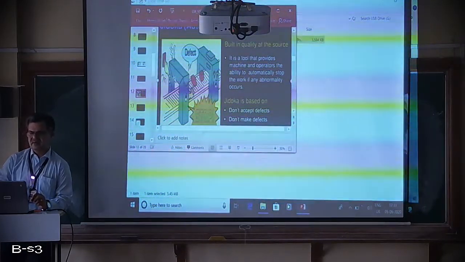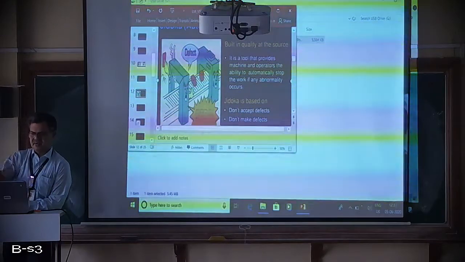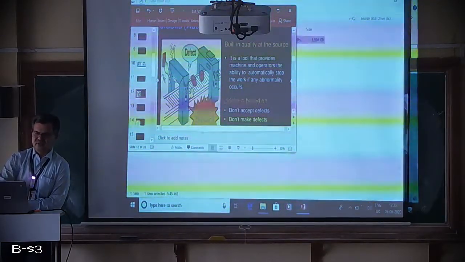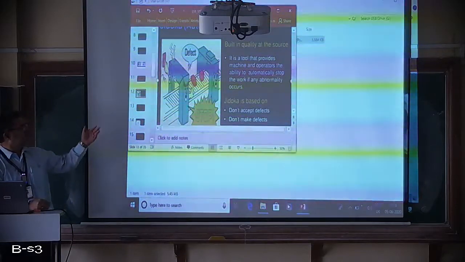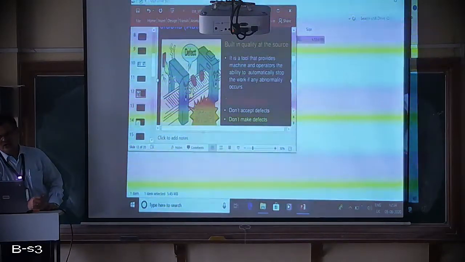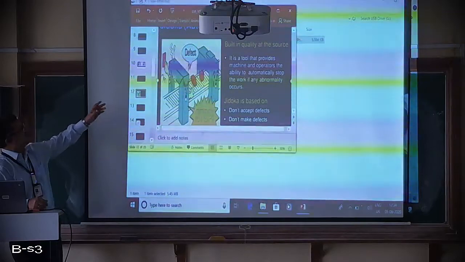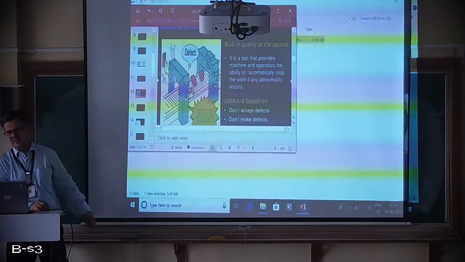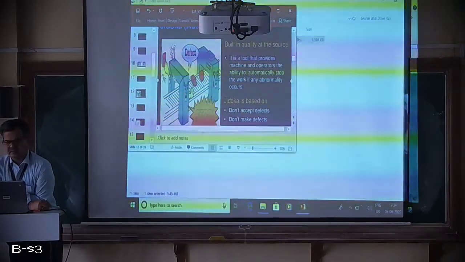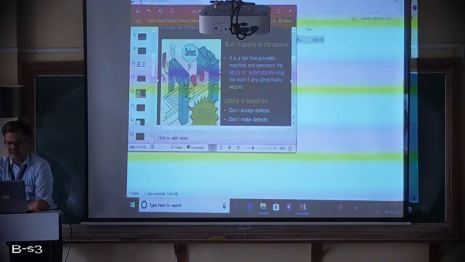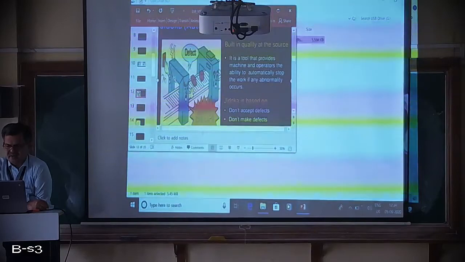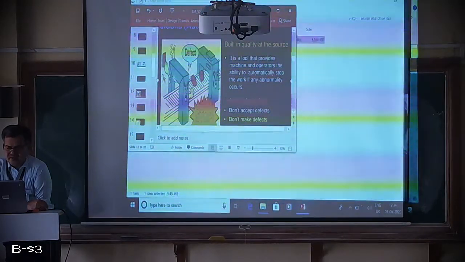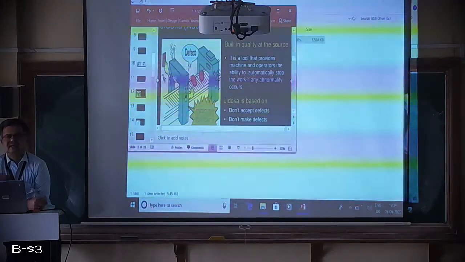Say, for example, you have a manufacturing scenario where manufactured components are moving along. If they find a defect, it should be stopped there, not moved on. So what is Jidoka? Built-in quality at the source. It's a tool that provides machines and operators the ability to automatically stop the work if any abnormality occurs.